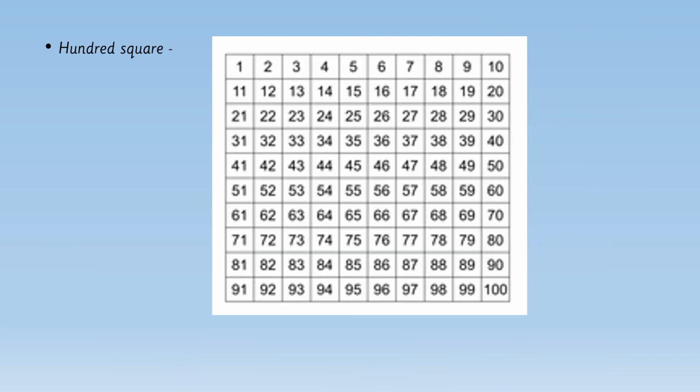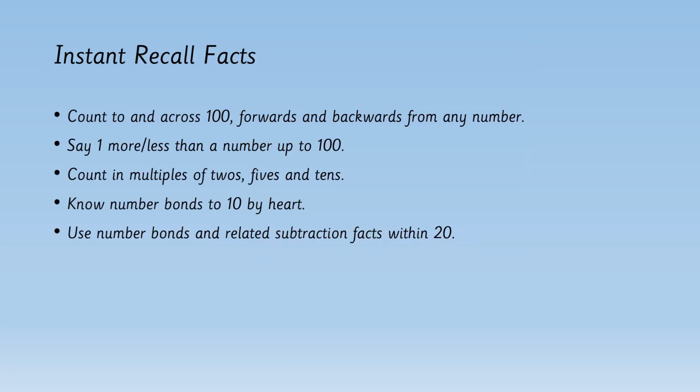We also use 100 squares towards the end of Year 1. These are used for counting, ordering, addition, subtraction and multiplication skills. It also enables children to discover number patterns. Number squares or 100 squares help build maths confidence and independence. Instant recall facts support the development of mental maths, and in Year 1 we really encourage a quick response to these objectives, and we work on these throughout Year 1.